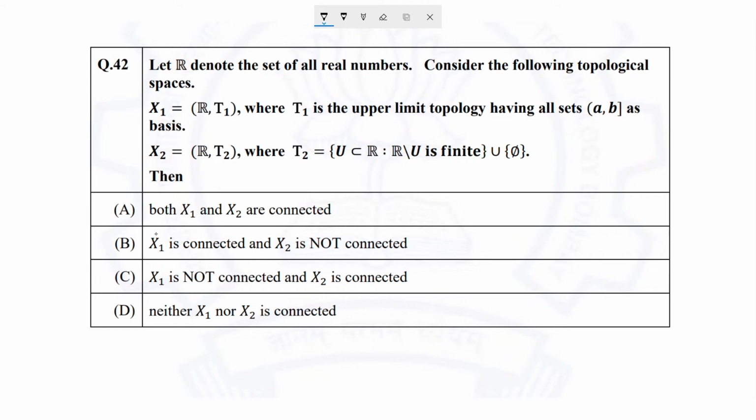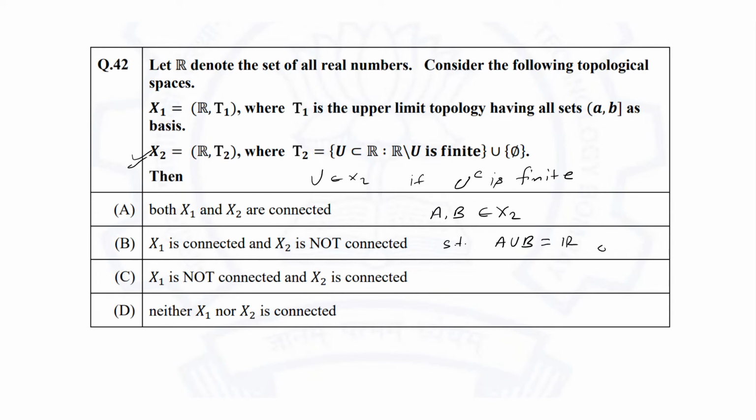Now X2. First notice that in X2, an element U belonging to X2 is open if U complement is finite, meaning R minus U is finite. Now let us suppose that this X2 space is disconnected. If it is disconnected, then it will have a separation. Okay, let us suppose that it has a separation, so we can write A, B belonging to X2 such that A union B is equal to R and A intersection B is equal to phi.